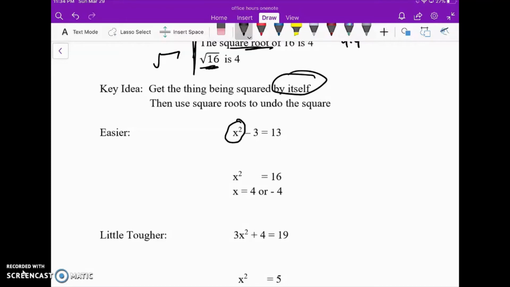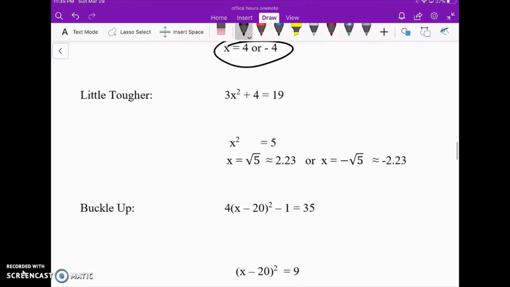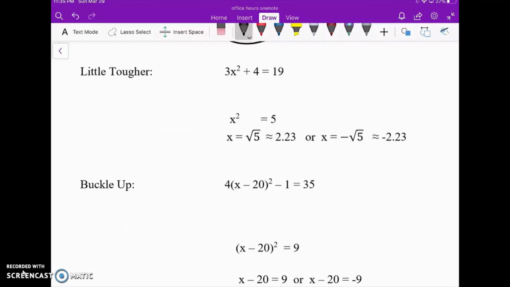In the first example, it's the x that's being squared. We need to get that by itself. They skipped a little step going from here to here. They just added 3 to each side. Boom. And then you're to here. This is a relatively nice one. X squared equals 16. I can use a little guess and check to get that done. So I need a number that's squared that makes 16. That number could be 4 or negative 4. Done.